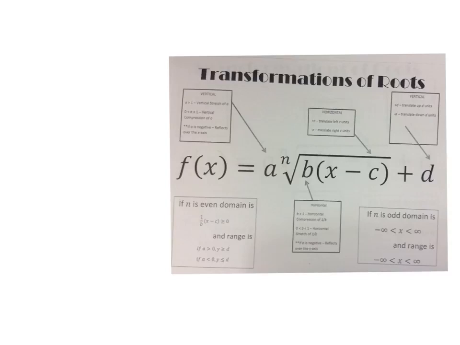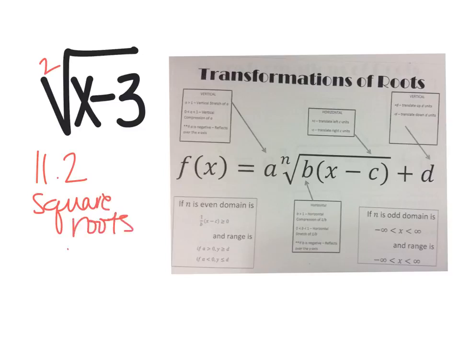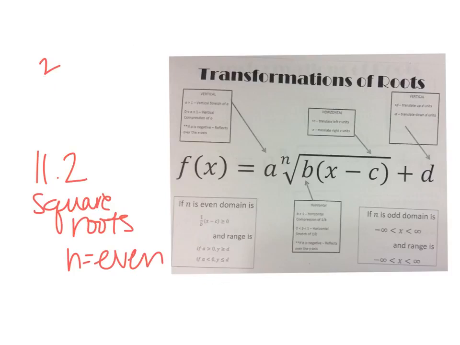If you just have, we'll say, square root of x minus 3, I want you to think about what I just called that. I called that the square root. The reason it's called the square root is because there is an implied and understood 2 here. So if there is no number there, that number is understood to be a 2, and that's incredibly important that you understand that. So basically, all of 11.2 is about square roots, which means that in that case, n is even. So I'm going to address what this whole idea of our domain is and what our range is, because I think that's going to be the two things that are confusing here.